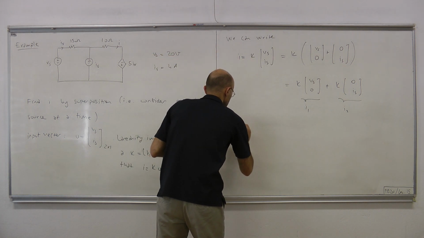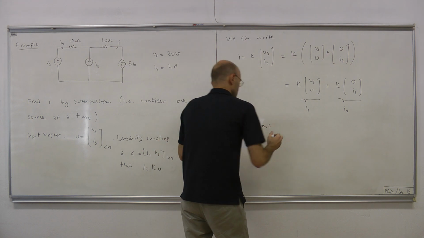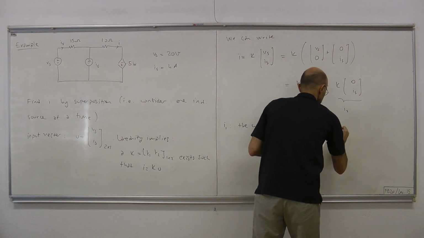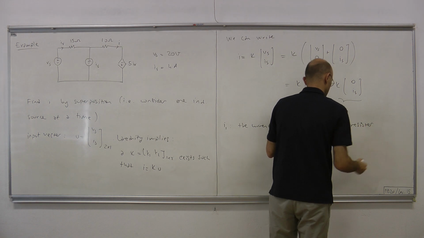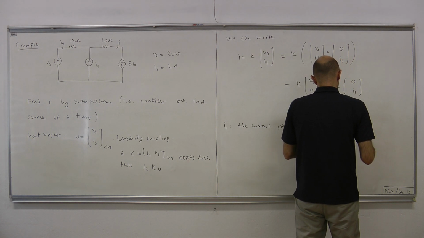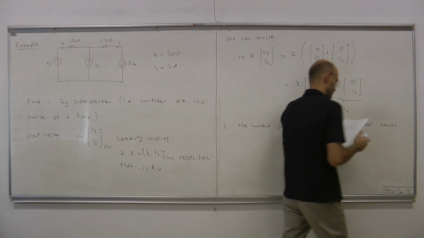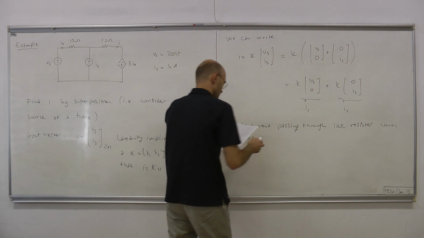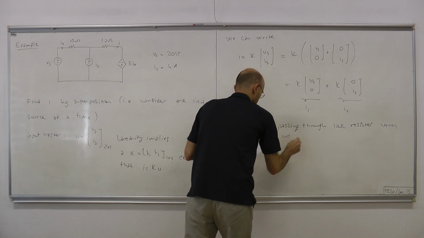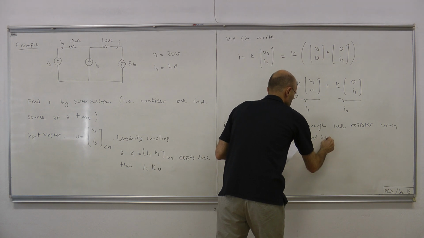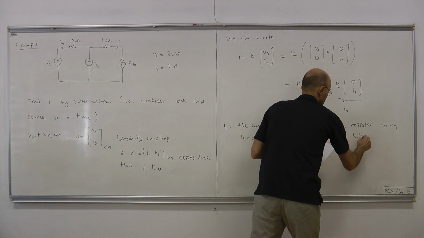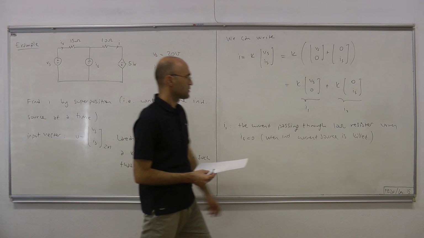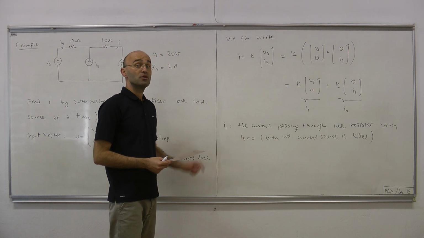So I1 is the current passing through the 10 ohm resistor when Is equals 0, when the independent current source is killed. So turning off an independent source sometimes is indicated by using the word to kill.